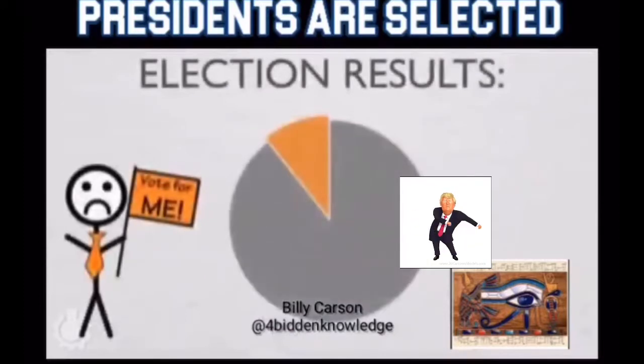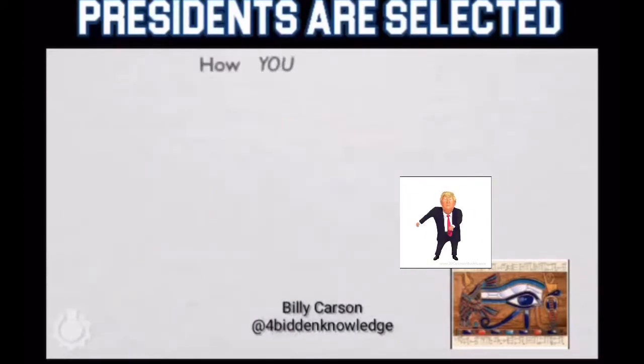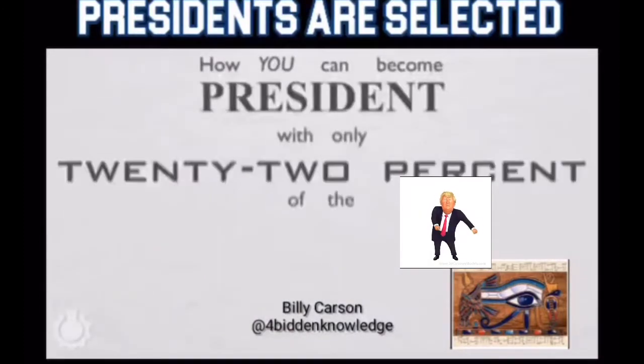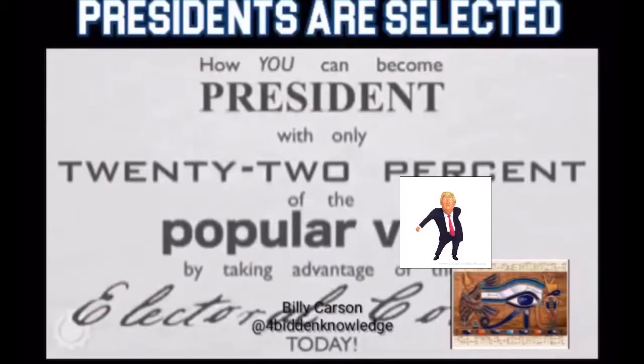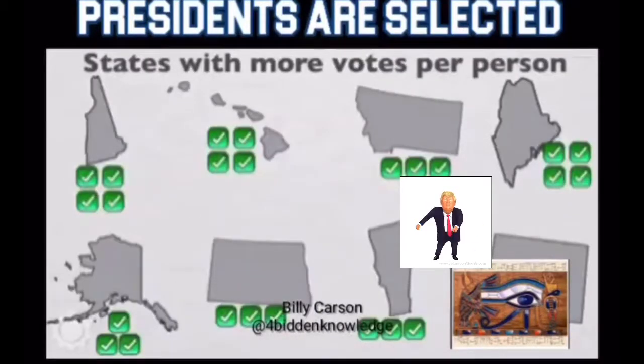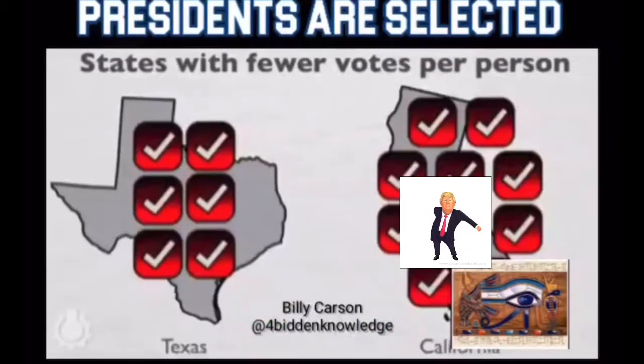Want to see the real way to unfairly win? How you can become president with only 22% of the popular vote by taking advantage of the Electoral College today. Don't believe that's possible in a democracy? Just watch. Here's the action plan. Win the votes of the people who count the most and ignore the people who count the least.